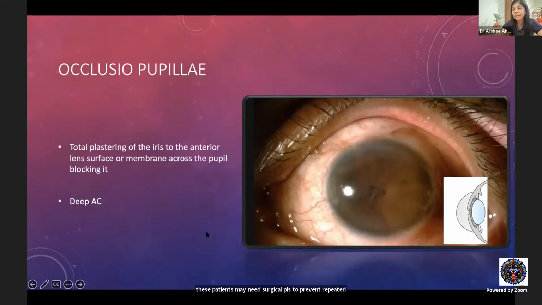Now, another condition is occlusio pupillae. Unlike seclusio pupillae, here you see a very deep anterior chamber. So why do you see a deep anterior chamber? That is because the entire iris surface has gone back and got stuck to the anterior surface of the lens. So it becomes a totally deep anterior chamber. Usually we see this in patients towards the end, probably when hypotony is setting in. But this is an important clinical sign to pick up in these patients.